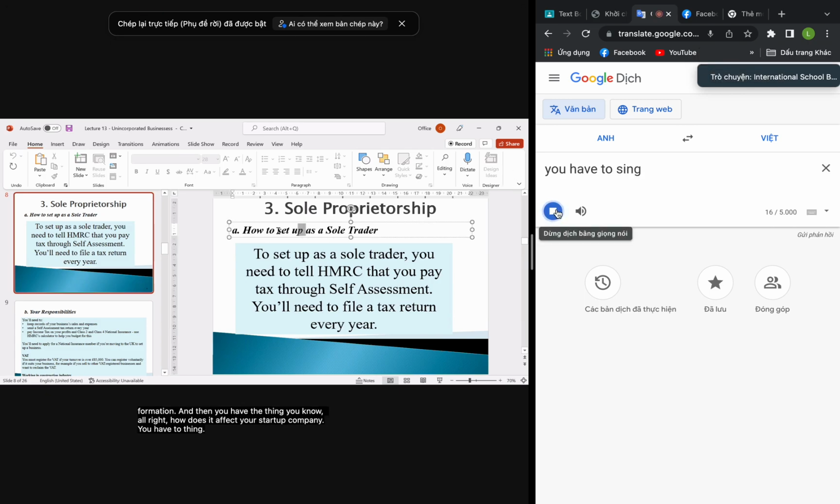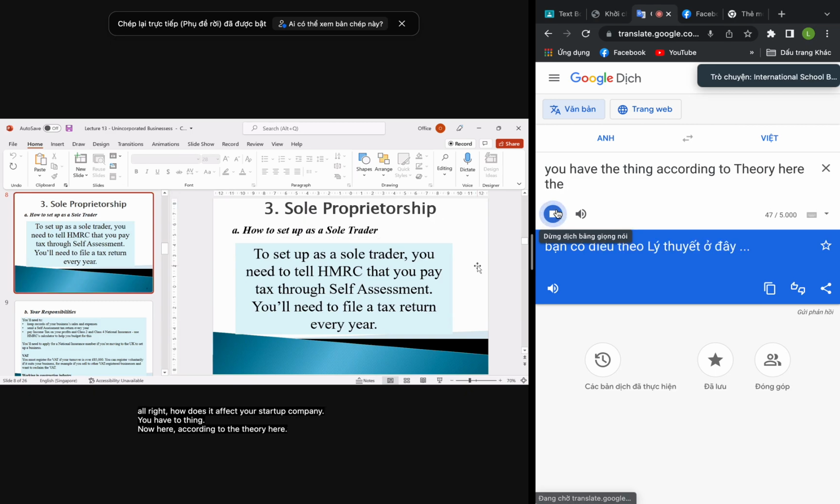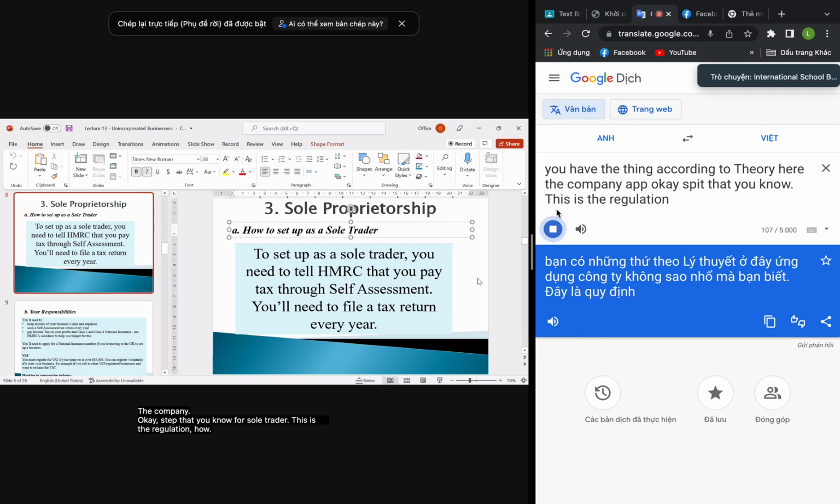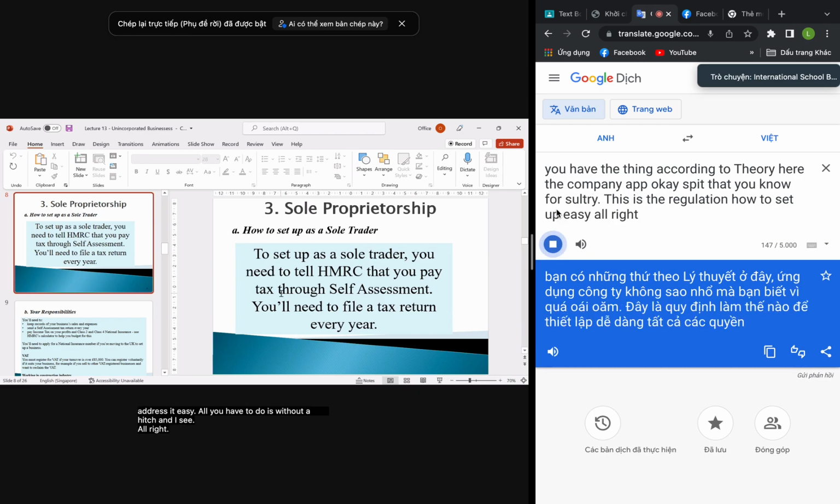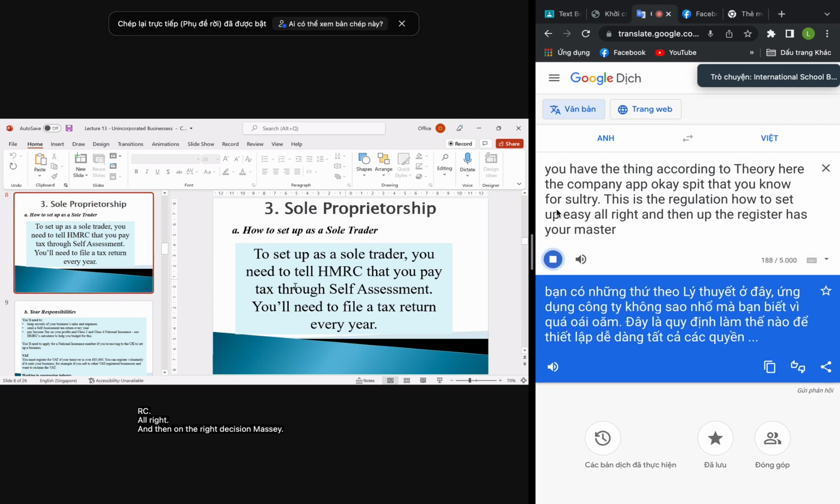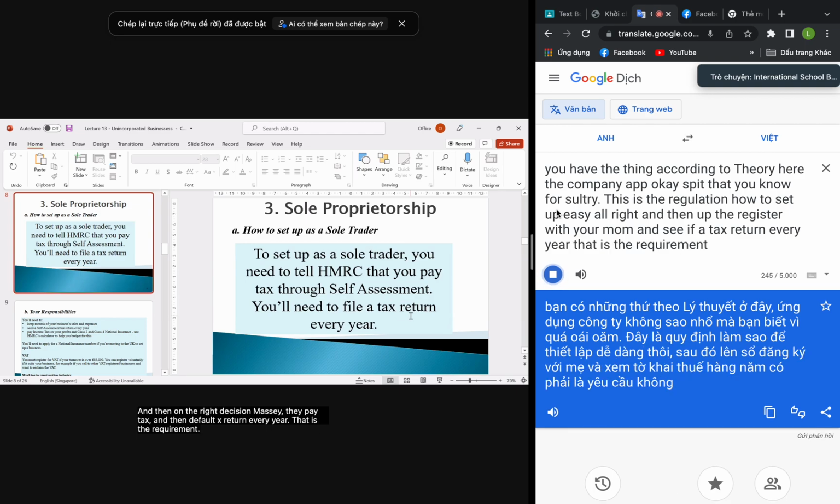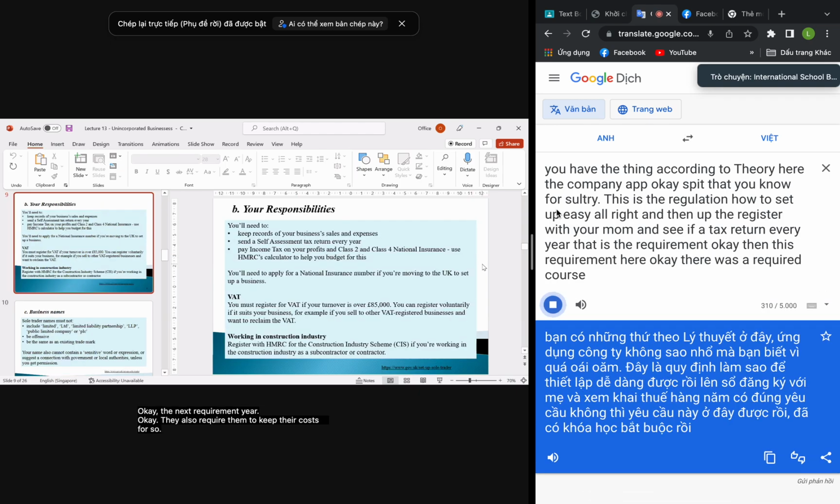Now here, according to theory, the Companies Act states that for a sole trader, this is the regulation for how to set up. Actually it's very easy. All they have to do is tell HMRC, and after they register with HMRC, they pay tax, and then they file a tax return every year. That is the requirement. The next requirement is that they must keep records.